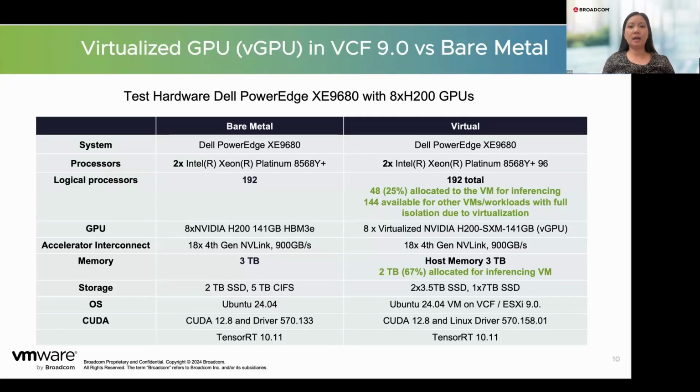In order to demonstrate the benefit of virtual GPU in VCF, we ran MLPerf inference with 8 H200 GPUs in two cases, bare metal and virtual, with the configuration that I show here. In the virtual case, we create a VM and allocate 25% of the CPU cores to it. The system has 3 terabytes of memory and we allocate 2 terabytes, which is 67%. In the bare metal case, we use full resources, while in the virtual case we use a portion of CPU and memory.